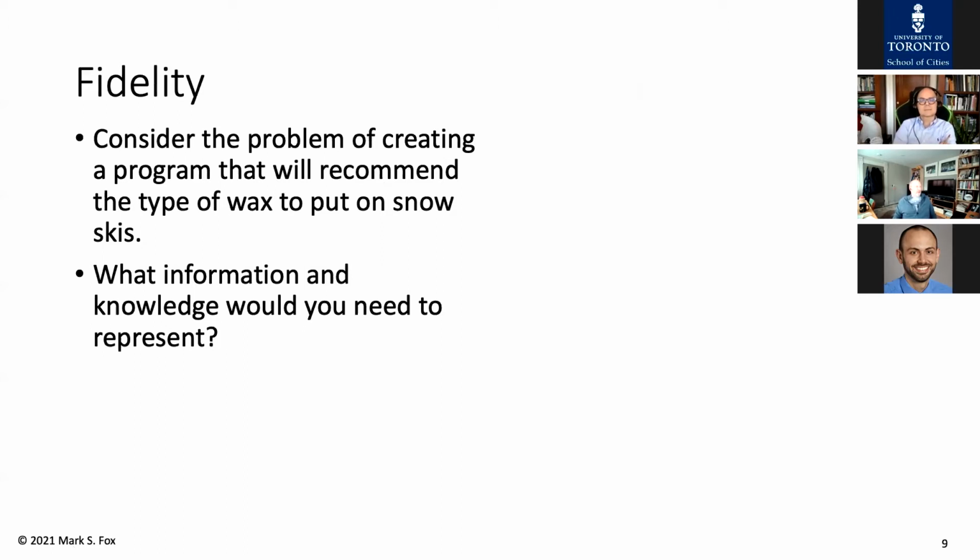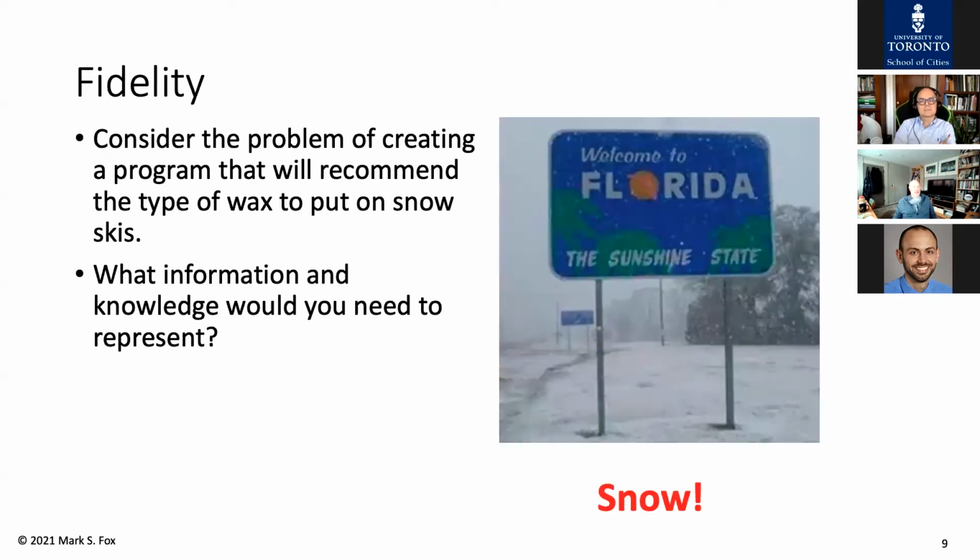So consider the problem of creating a program that will recommend the type of wax to put on snow skis. What information and knowledge would you need to represent? Okay, well, think about it. If I was born and raised, grew up in Florida, my representation of snow would be rather limited, okay? I'd be limited to it being this white stuff that's cold, okay? And that's about it. And why? Because I don't experience snow that often, and the only thing I need to know is I better put something on warm because it's snowing outside, as opposed to running out and jumping around saying, hey, this is snow. So the representation that is fit for purpose is rather limited in terms of what we represent, temperature, color, maybe that's about it. So that representation is fit for purpose.